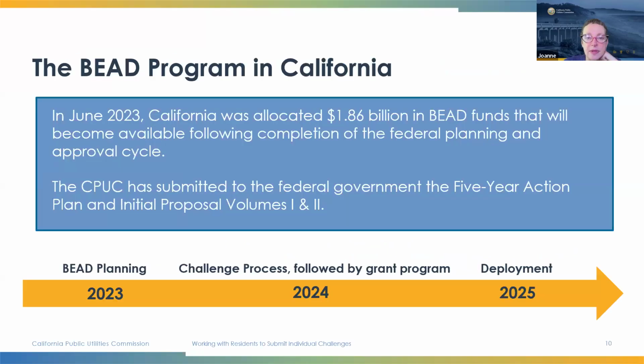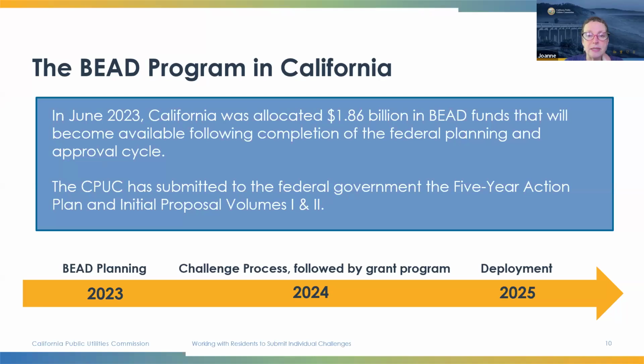The BEAD program has very clear federal rules and requirements, and all states, including California, are obligated to follow NTIA's requirements for the BEAD program in order to have access to these funds. California was allocated $1.86 billion of the BEAD funds, and those funds will be available once the CPUC has completed the sequence of federally required plans and proposals that are mandated in order to unlock the BEAD funds that were appropriated in the IIJA.